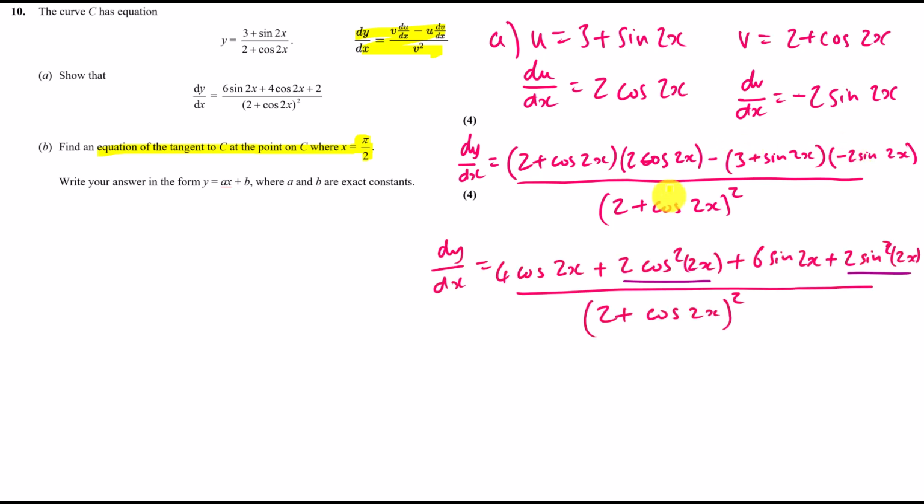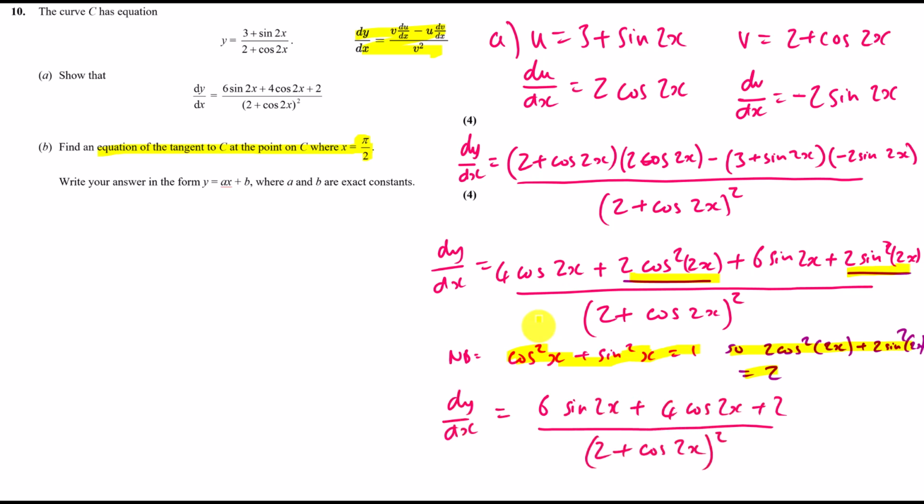Okay, now I've underlined this section for a reason, because remember, cos squared x plus sine squared x equals 1, so we have 2 lots of that. That's going to become 2. So that allows us to simplify the term at the top to get what we're looking for in the show that question, and that's a 4 out of 4 marks. Nicely done.